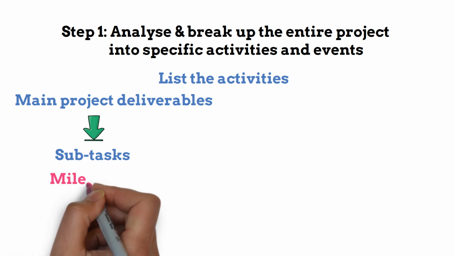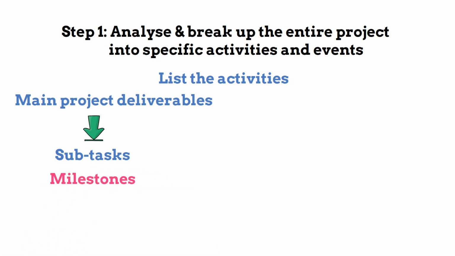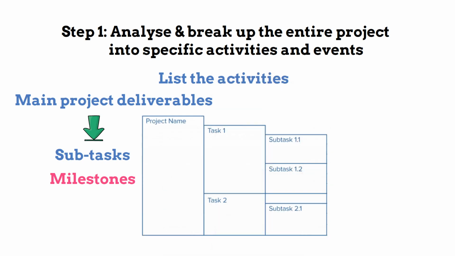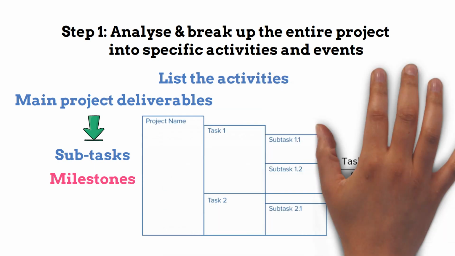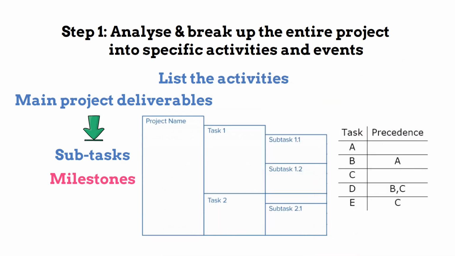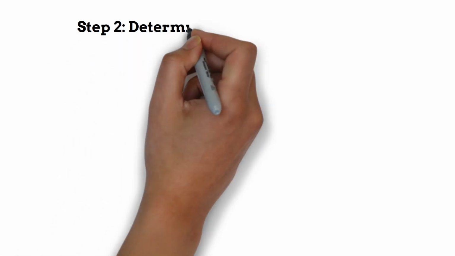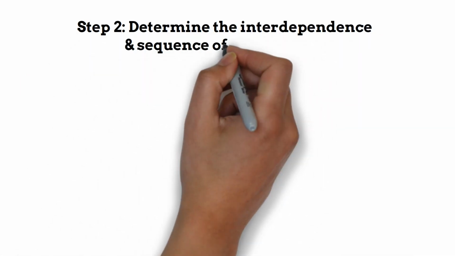Determine key milestones that mark significant achievements in the project. These milestones provide a high-level view of progress and help in tracking the project's overall timeline. You can display your work breakdown structure either in the form of a tree structure or in the form of a list or table. These are the outlines of a tree structure and a table format to represent the work breakdown structure.